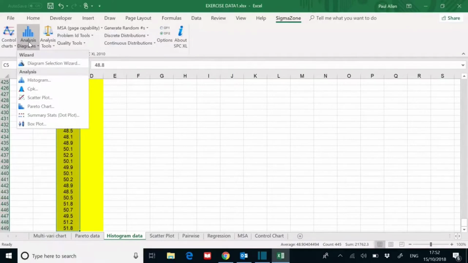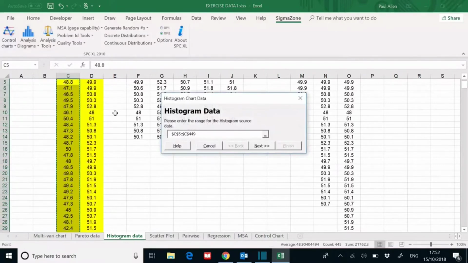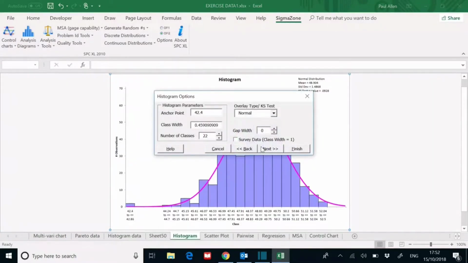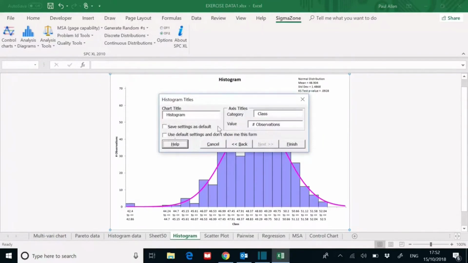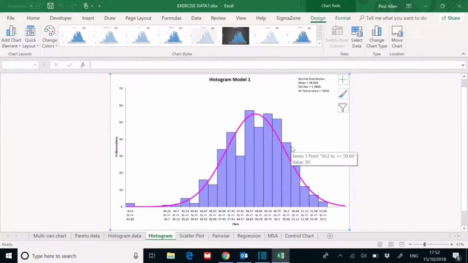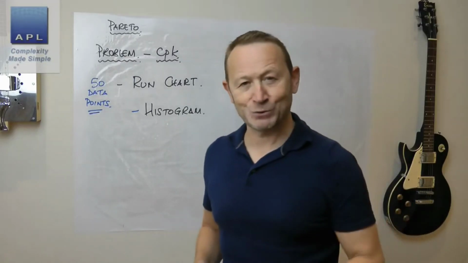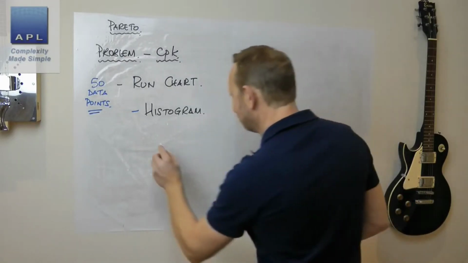So I'm going to take the same data set, look, and I'm going to generate a histogram. Now the software I'm using in this case, I'm using SPC Excel, and here's the histogram. Look, it's a nice normal distribution. There's a few data points out to the left there, a few flyers, but apart from that, a nice normal distribution. Why did I draw that? Well, I wanted to know that the normal distribution was there for the next tool I'm going to use, because the next tool is the CPK diagram.